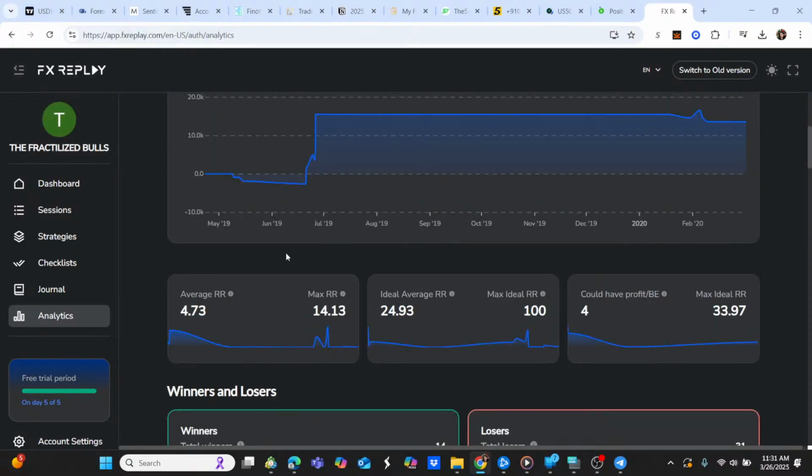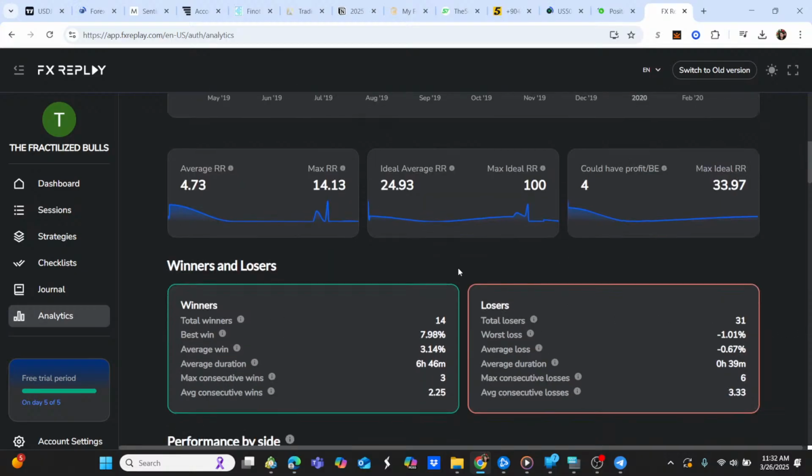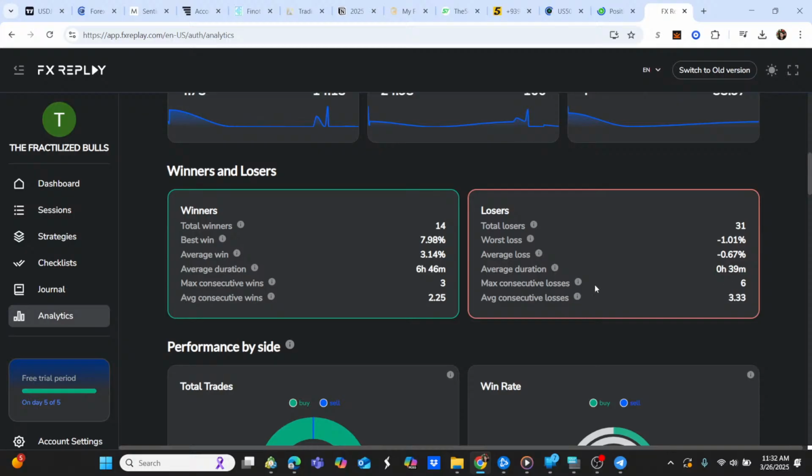And then if you scroll down as well, you can see your average RRR, your max RR, your winners, your losses, and max consecutive losses. This is the thing I was talking about, where you can use this data to know how much you're going to risk on your funded account.